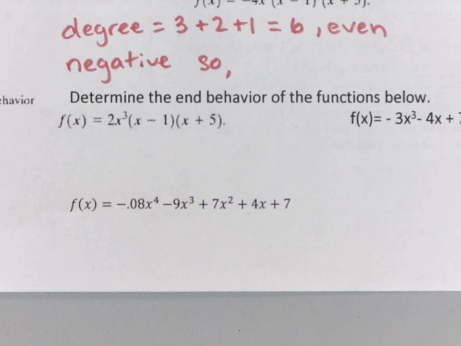What's the degree of that first one? 6. 5. Not quite. 3 plus 1 plus 1. Okay, a few things wrong. No. Everybody said 6, huh? That's a 5. Yeah. 5 is right.